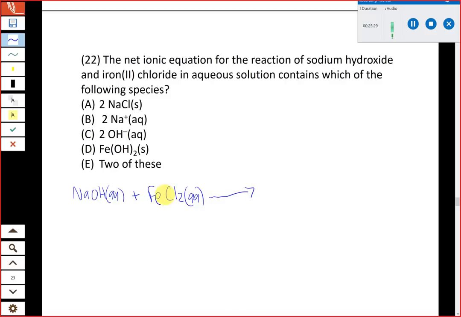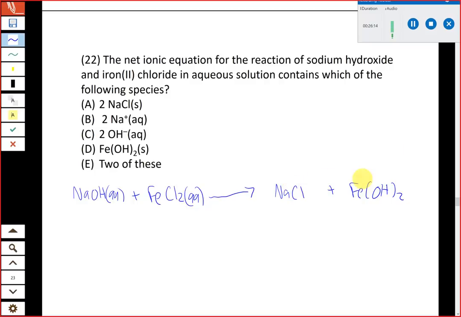And then to predict the products, we're just going to switch the cations and the anions with each other. So in one product, we're going to take the cation from NaOH, which is Na+, and we're going to pair it with the anion from the second reactant, which is Cl-. So the first product is going to be NaCl in either order. Doesn't matter which order you write them in. And then the second product, we're going to take Fe2+, which is the cation from this reactant, and we're going to partner it with OH-, which is the anion from NaOH. So the second product is going to be FeOH2. We're going to keep the charge the same on the metal, still +2, which means we need to have two hydroxides, two OH- to balance that.